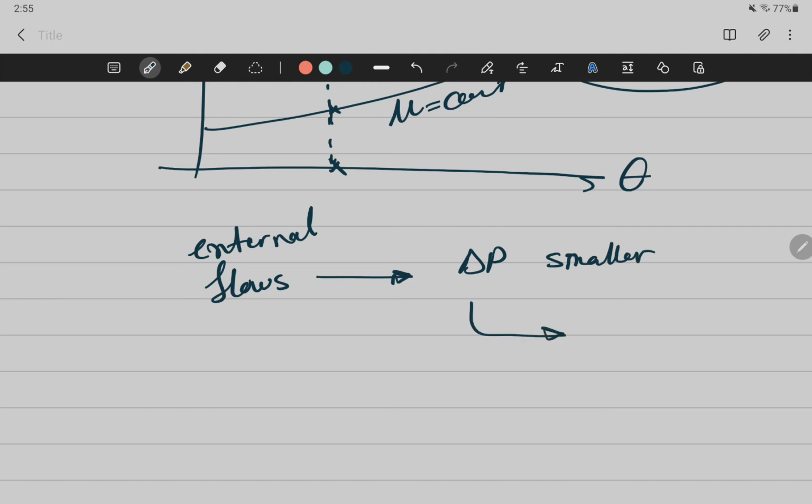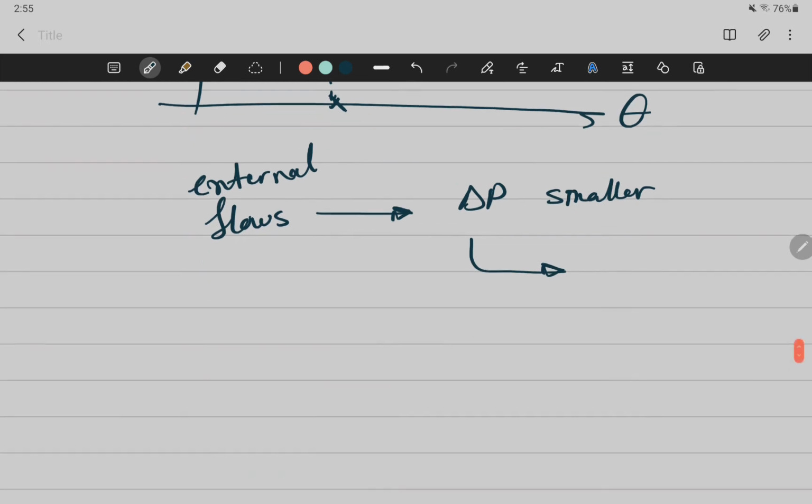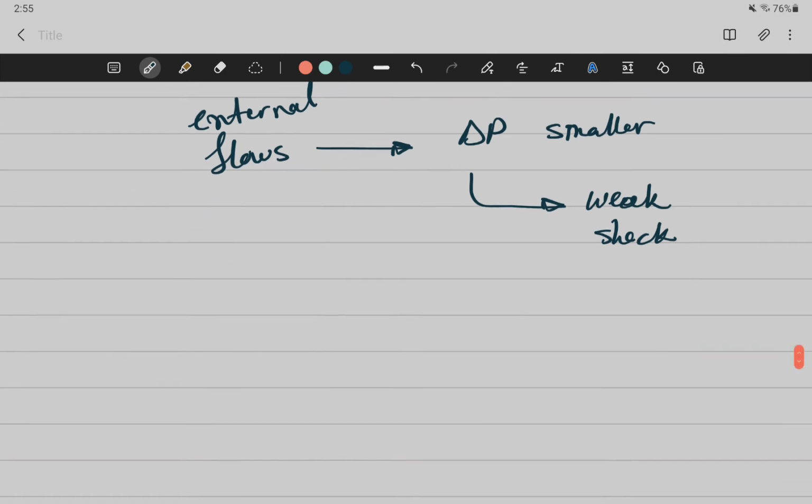What does it mean? It essentially means that we are going to have a weak shock, or a shock that is deflected a little more. The shock angle itself is smaller. Okay, it differs more from the normal shock wave.